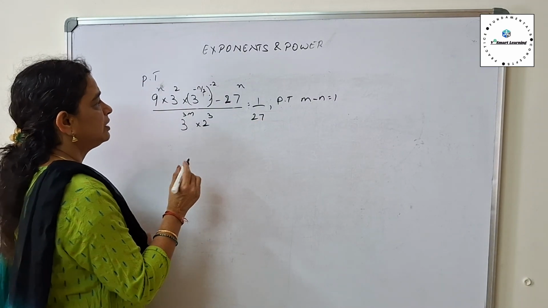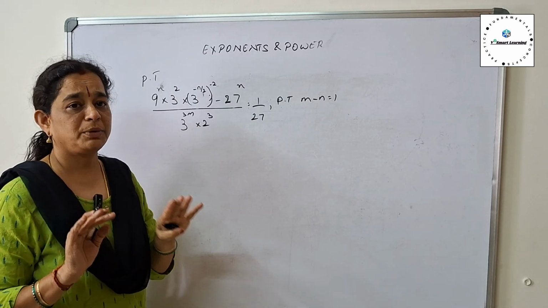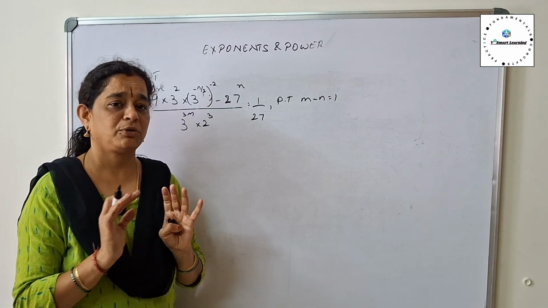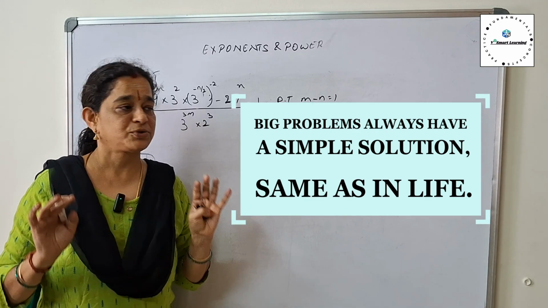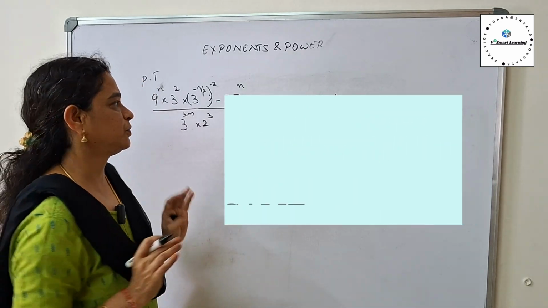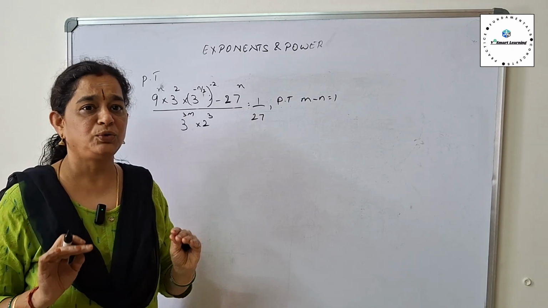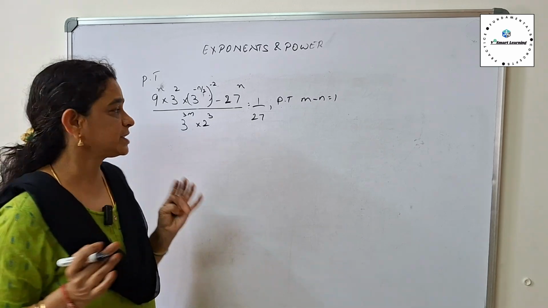Now, as I said, there are different bases. So try to bring everything to a common base first. First and foremost, don't get bogged down by seeing big problems. Big problems always have simple solutions. So also in life, big problems always have small, simple solutions. So always go by what you know, your basics, and then the solution will automatically show itself to you.